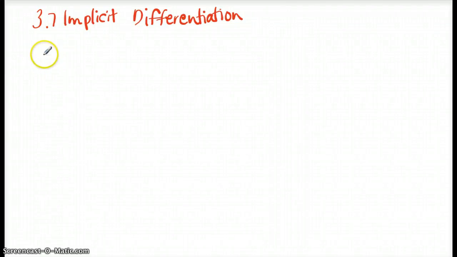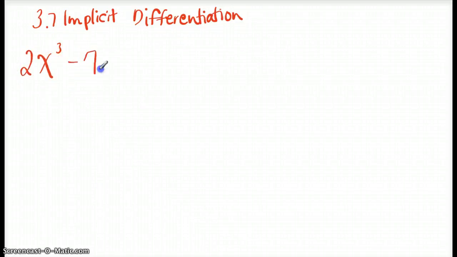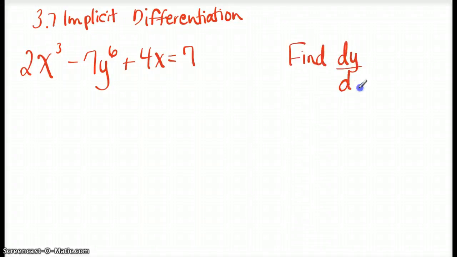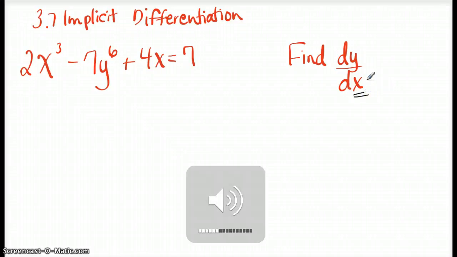What if I had 2x to the third minus 7y to the sixth plus 4x equals 7. My directions today are to find dy dx. All right, so you're going to derive each piece. If it does not have an x in it when you derive, you put dy dx on it to make it with respect to x.